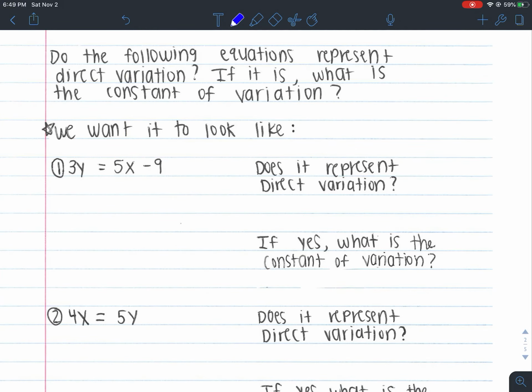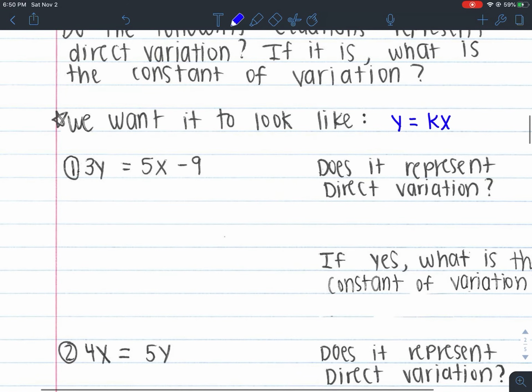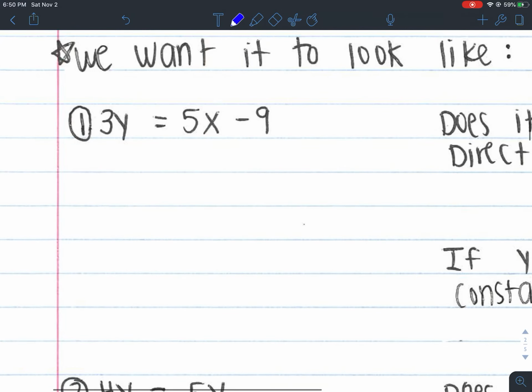All right. Next, we're going to find if the following equations represent direct variation, and if it is, what is the constant of variation? So, again, direct variation looks like what? The equation is y equals kx. We want it to look like y equals kx. That means that we can't have a y-intercept. The y-intercept has to be 0, so I don't want a number over there. I just want to make sure you get that in your head.